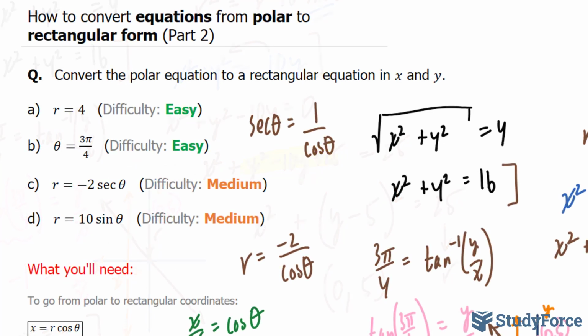And there you have it. 4 more examples on how to transform equations from polar to rectangular form.